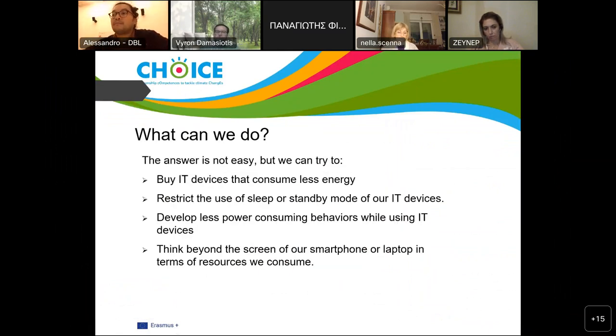What can we do? The answer is not easy, but we can try to buy IT devices that consume less energy. Restrict the use of sleep or standby mode of our IT devices. Develop less power consuming behaviors while using IT devices. Think beyond the screen of our smartphone or laptop in terms of the resources we consume. It's a good start.